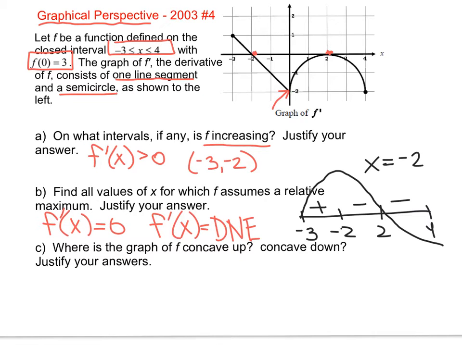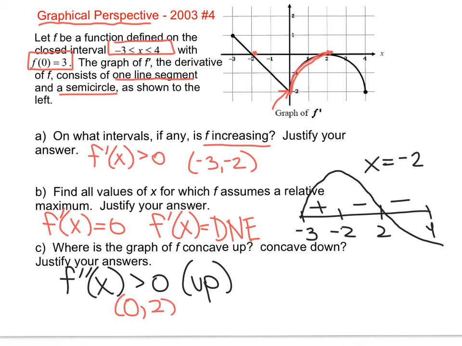Now see, where is the graph of f concave up or down? Well, for concavity, we always look at the second derivative, which is the slope of the first derivative. So where is the second derivative greater than 0? Because then this will be concave up. So in other words, where is the slope positive? Well, we can see that the slope is positive actually only on one interval, from 0 to 2. So on the interval 0 to 2, our graph is concave up since f double prime of x is greater than 0 on that interval.